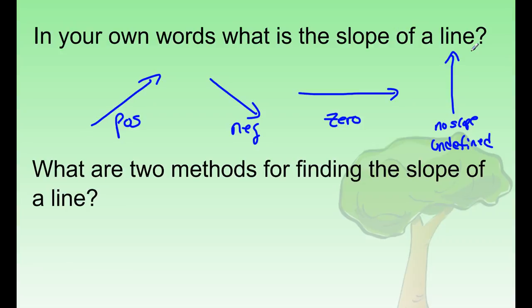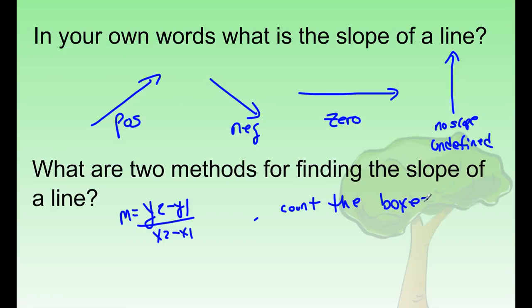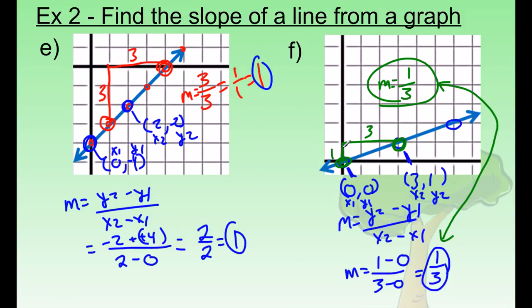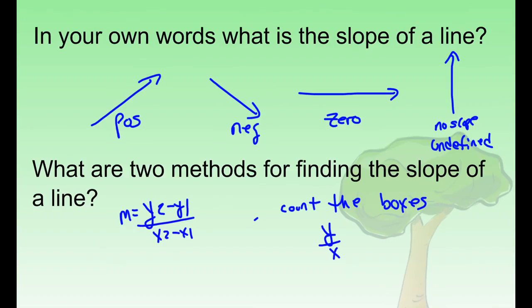And then what are the two methods for finding the slope of the line? Well, you can use the slope formula, m equals y2 minus y1 over x2 minus x1, or, if you have a graph, you can count the boxes. And remember, it's always the change in the y over the change in the x. So the up and down over the sideways.